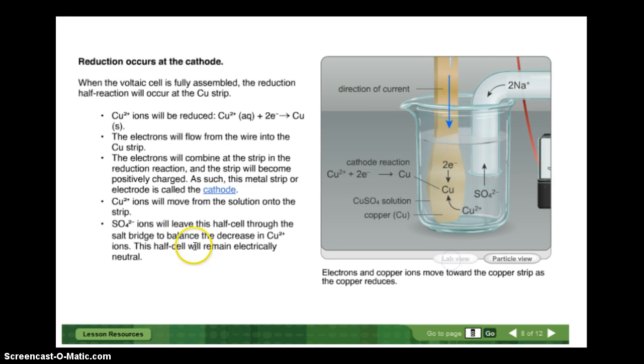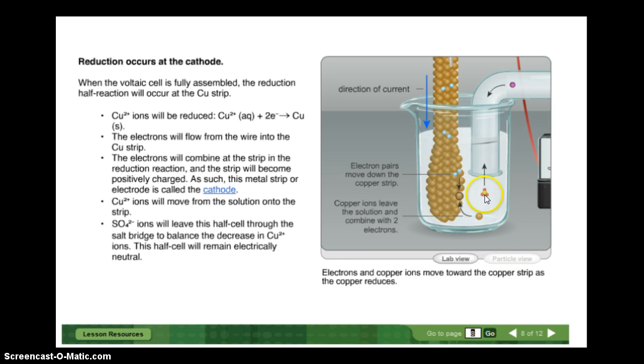And if you notice, although they didn't say it over here, originally in the salt bridge it was sodium sulfate, and so some of the sodium is going to come down in here, and the sulfate's going up because it's going to go over to the zinc side.